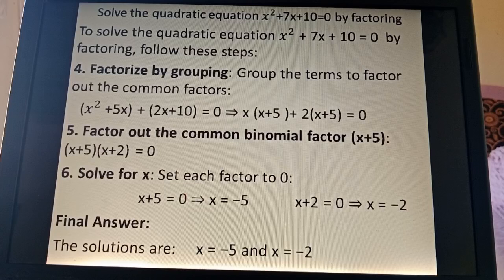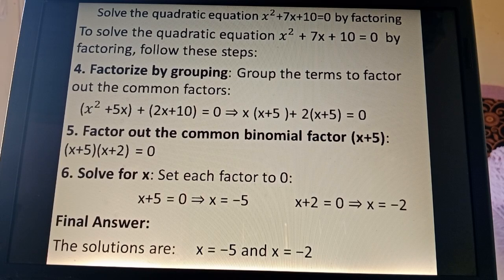Step 6. Solve for x. Set each factor to 0. So x plus 5 is equal to 0 implies that x is equal to negative 5, and x plus 2 is equal to 0 implies that x is equal to negative 2. And therefore, the final answer for this quadratic equation is x equals negative 5 and x equals negative 2. It has two answers because it is a quadratic equation.